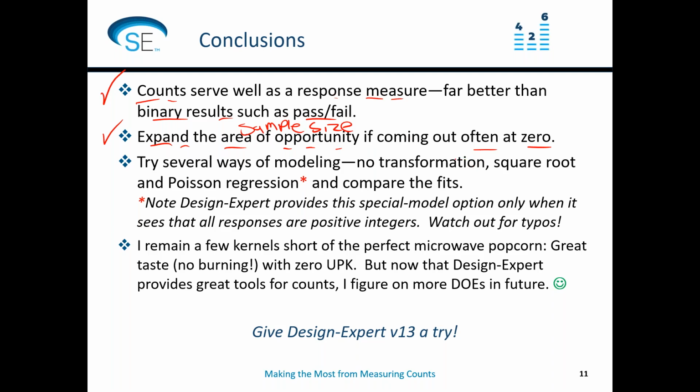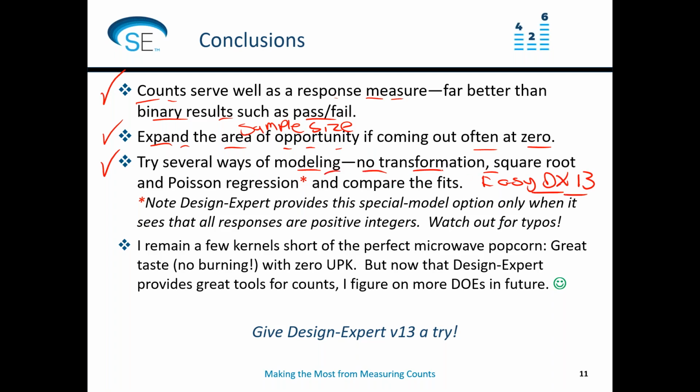And generally speaking, that can be done fairly easily. Like on the circuit board example, you could look at 10 circuit boards per run and count up how many solder defects are on that. You don't have to do just one circuit board, or the area of the film that you're looking for the fisheyes or whatever. So expand that, do a little bit of quality engineering on that before you start. And then you can do several ways of modeling. It's really easy with Design Expert nowadays.